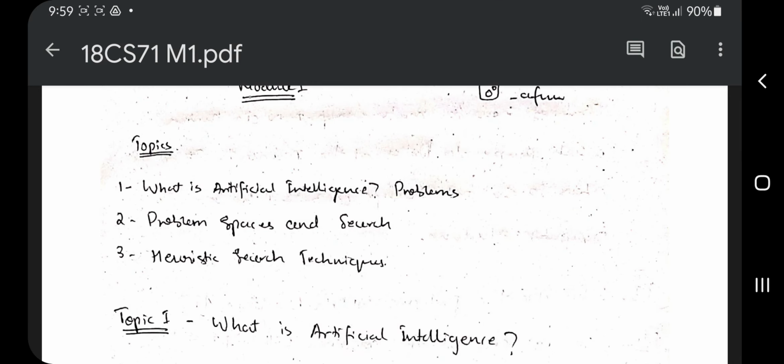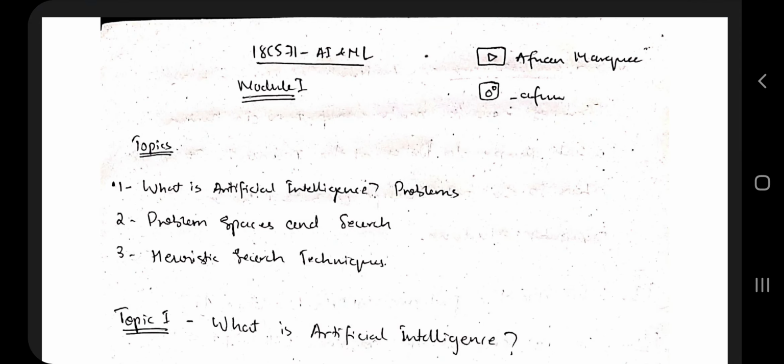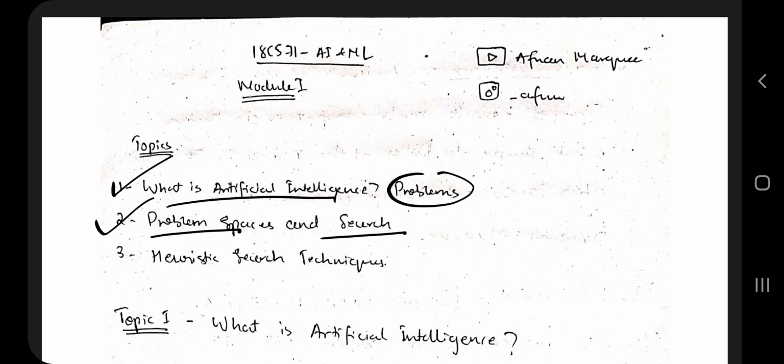So in module 1 there are mainly three topics. Okay, the first is artificial intelligence and problems, the next is problem spaces and search, the third is the heuristic search techniques.